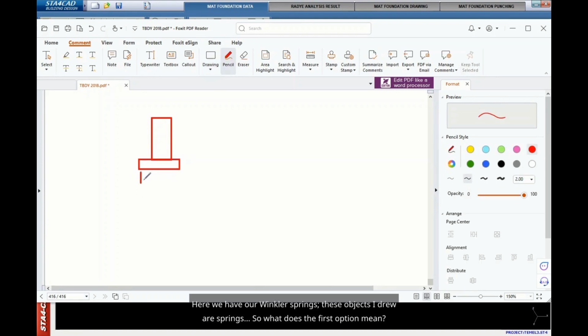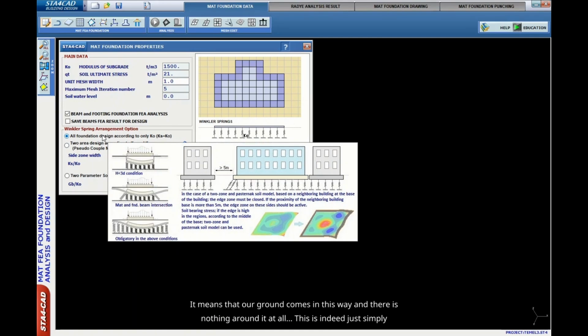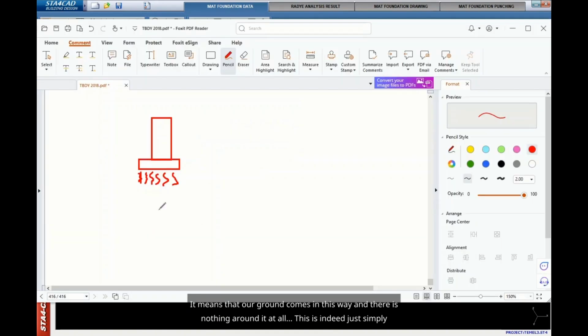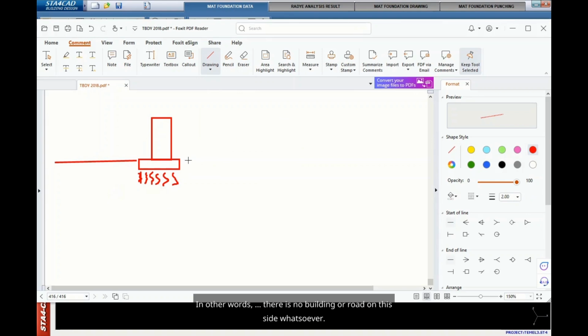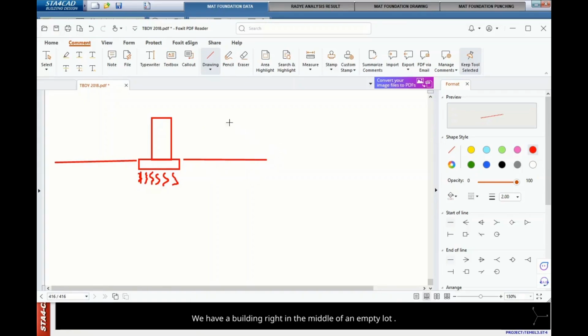Here we have our Winkler springs, these objects. We drew our springs. So what does the first option mean? It means that our ground comes in this way, and there is nothing around it at all. This is simply the very first option available to us. In other words, there is no building or road on this side whatsoever. We have a building right in the middle of an empty lot, and we can use this there.